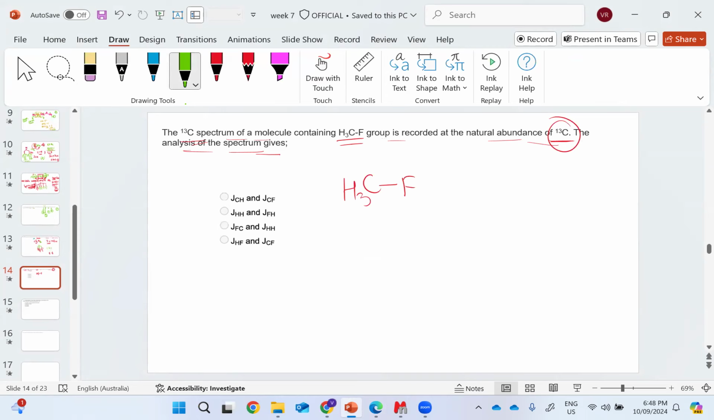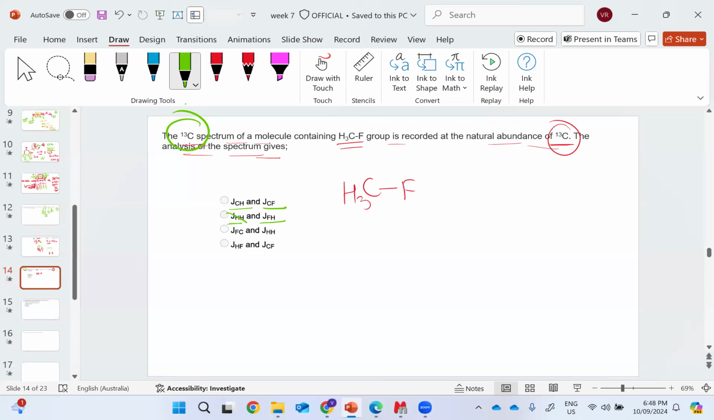One option says it will show the J coupling due to CH and CF. Also, it should show the J coupling of HH as well as FH. But we are recording the 13C NMR spectrum, so we will not observe any coupling due to JHH as well as JHF. This option is also wrong, and this option is also wrong. So option A is the correct option here. We will observe JCH coupling and JCF coupling.